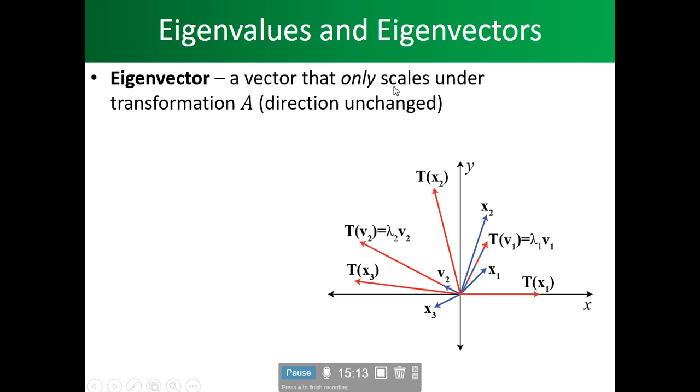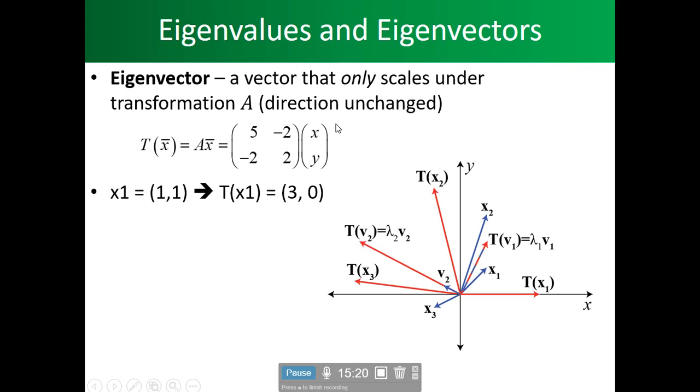Eigenvector, a vector that only scales under transformation. Remember, it doesn't change direction. Okay, we have here x1, and if we plug this in, let's plug in 1 for here and 1 for here. If we plug in the ones, we get 3, 0.